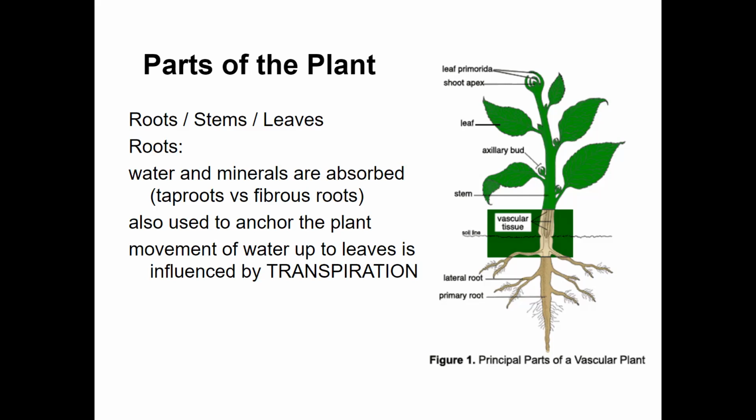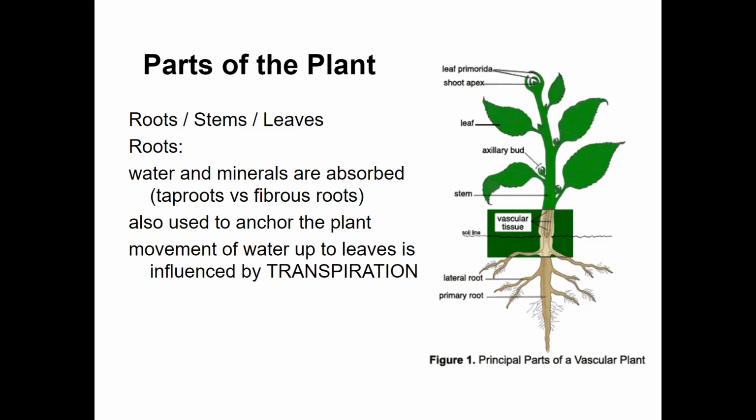So, roots, their primary function is water and mineral absorption. Okay, so they're going to absorb water for the plant. That is the vast majority of what it does. It's also going to pick up things like nitrogen and some phosphorus and some of those things out of the soil that we know from talking about the nitrogen cycle.